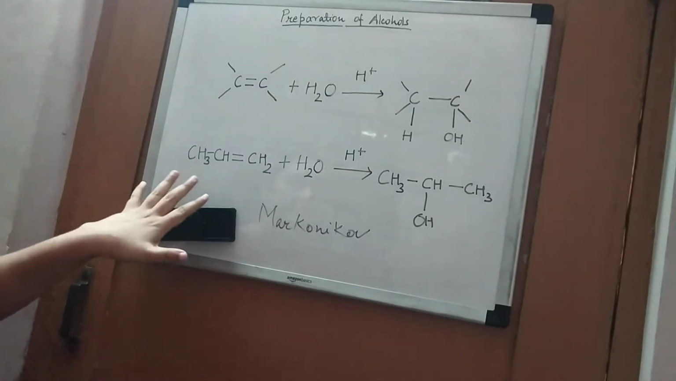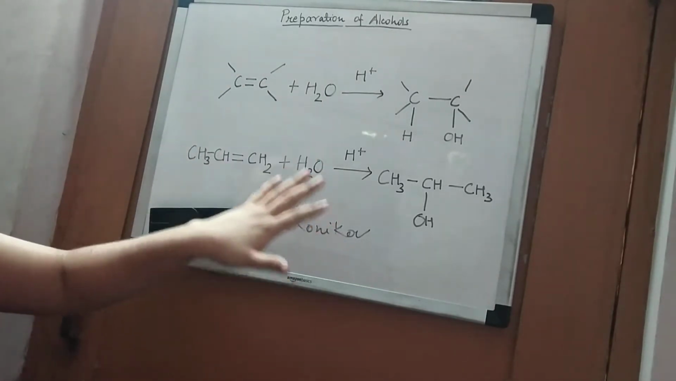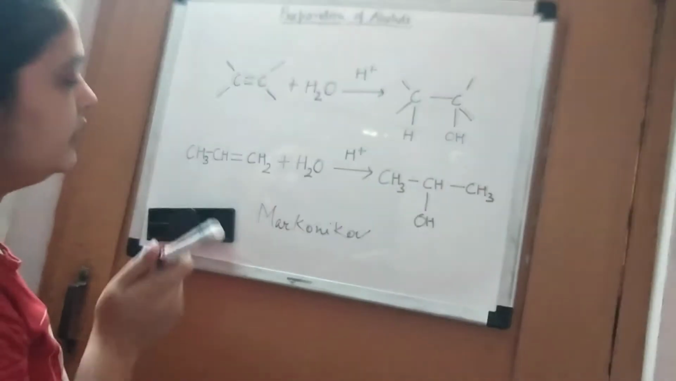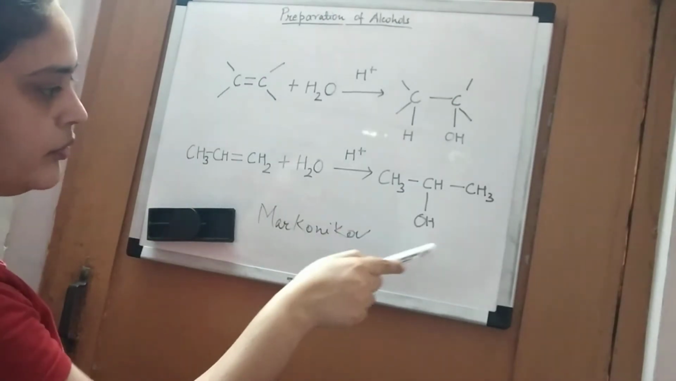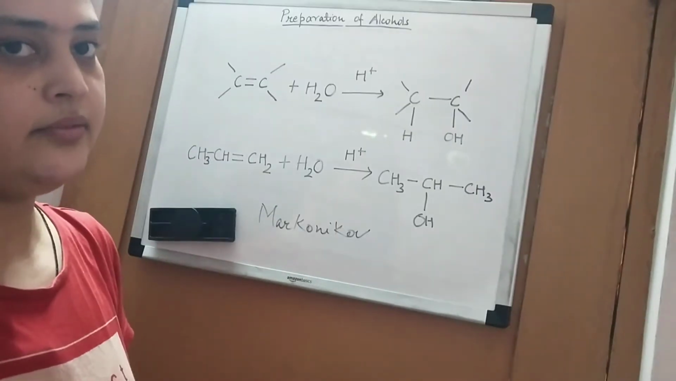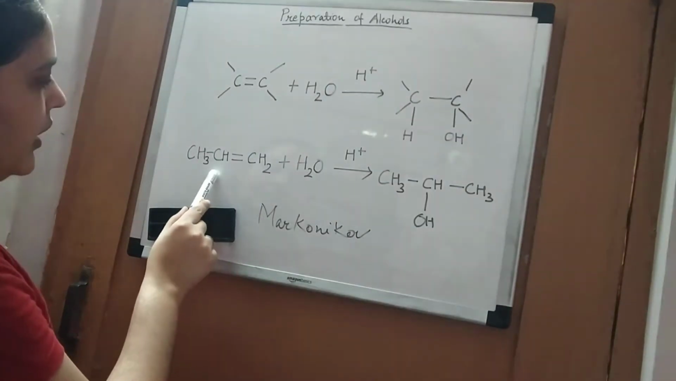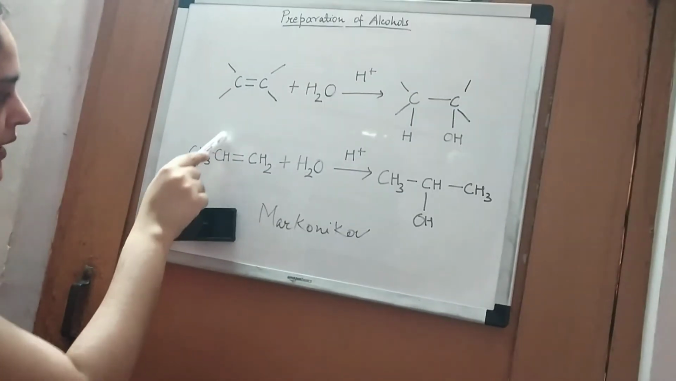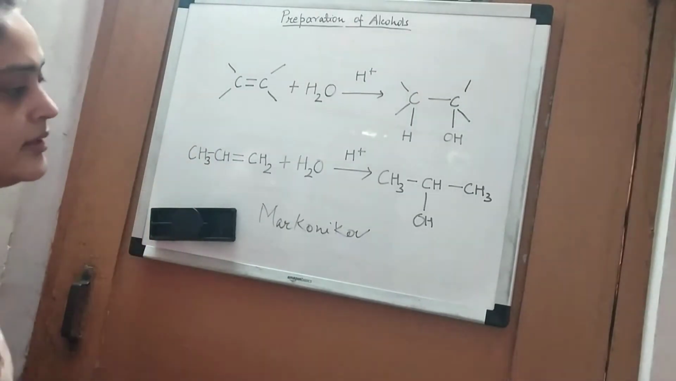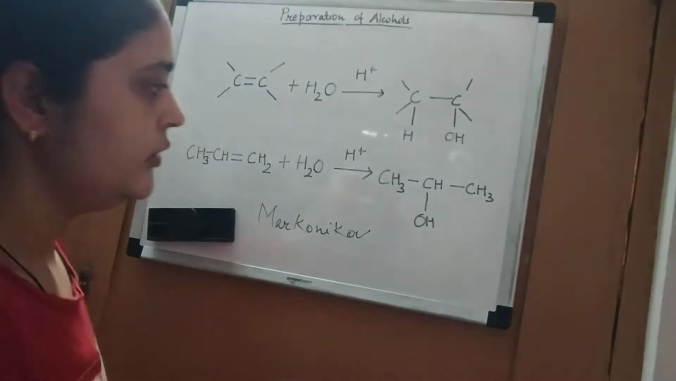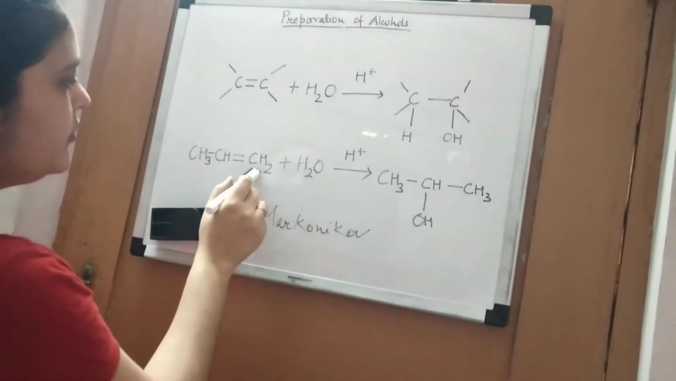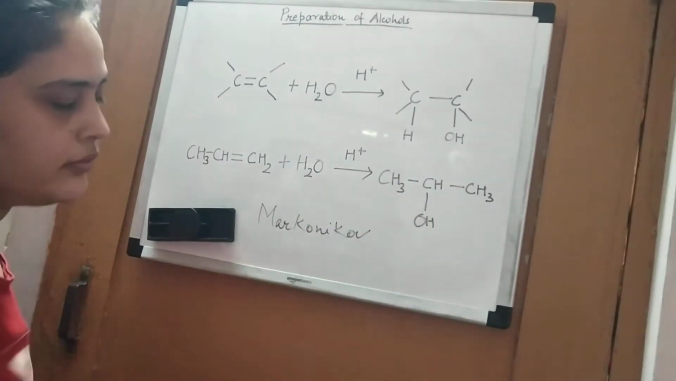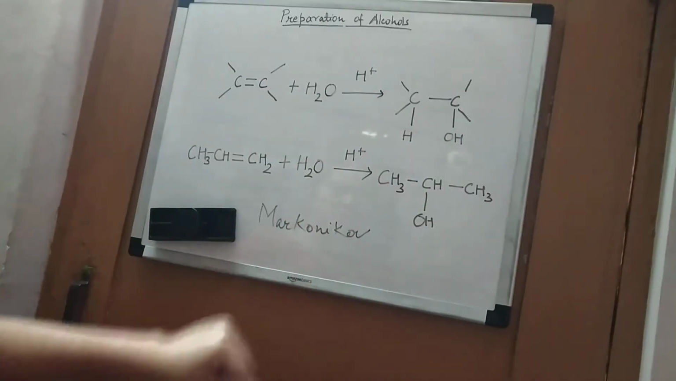So what happens in this case if we do the acid catalyzed hydration? When you add water and acid, the OH group, the negative group, OH negative, attaches to that carbon atom which has fewer hydrogen atoms. So it comes here and the hydrogen comes on the opposite carbon. So it becomes CH3, and this alcohol we get. This is called the Markovnikov rule.